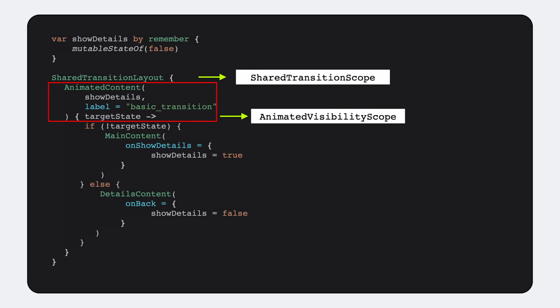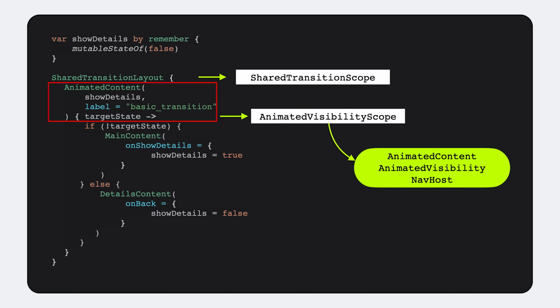The animated content composable provides us with an animated visibility scope. This scope is used to drive the progress between the two states of the shared element transition, and it is used to determine what should be displayed on screen at any point. It's worth noting that the animated visibility scope is provided by a few different layouts, such as animated content, animated visibility, or a nav host, which means that shared elements will work pretty well with these different composables. These two scopes are important to understand as they are key elements when using the shared element APIs.